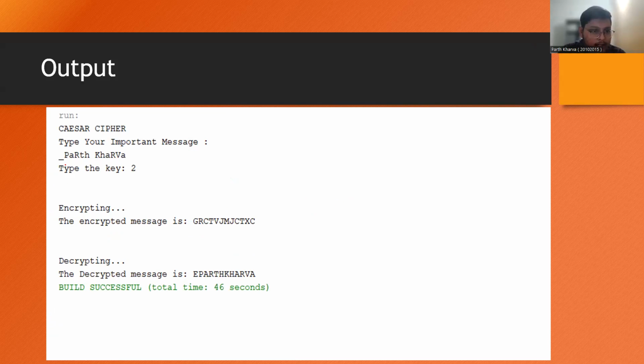Here you can see that underscore becomes encrypted as G, but in decryption we get E. So our actual message is broken.